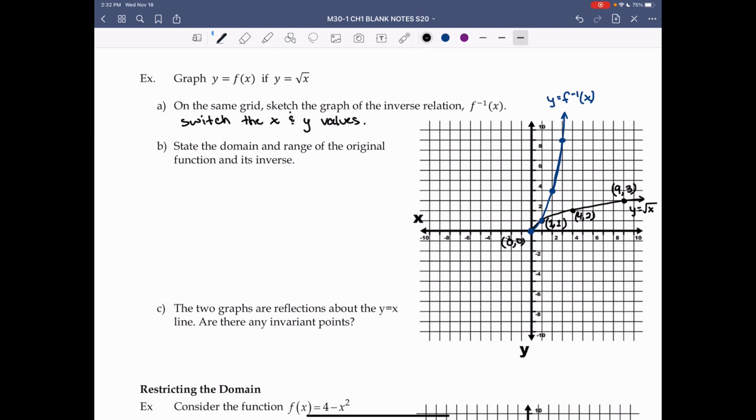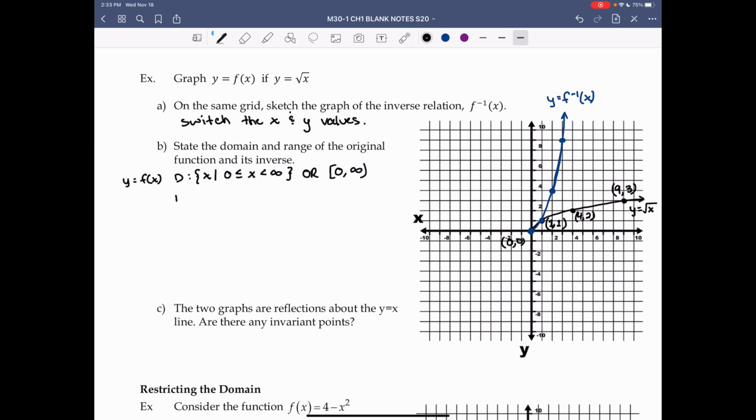B, state the domain and range of the original function and its inverse. For y equals f of x, the domain is x such that 0 is less than or equal to x, and then the graph continues going to the right, so x is less than infinity. In interval notation, we have 0, infinity, zero included so a square bracket, infinity we never get to, so a round bracket.